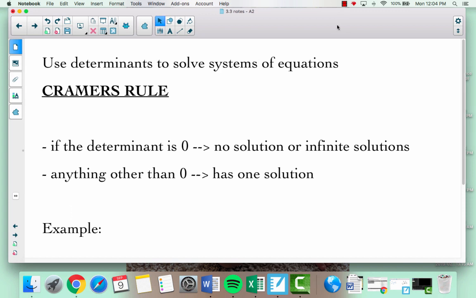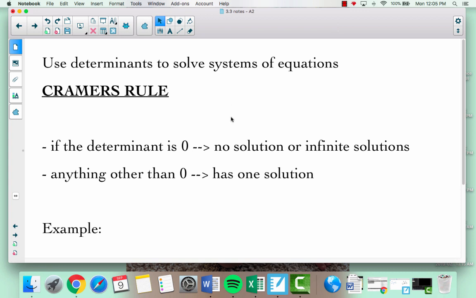Now we can go ahead and use determinants to actually solve systems of equations, and that's what we're going to call Cramer's rule. There are 2 things you need to pay attention to when you're using Cramer's rule. The first is when you calculate your determinant, you need to tell if it's 0 or if it's another number. If it is 0, that means that you're either going to have a no solution answer or infinitely many solution answer. And at that point, I would suggest using elimination or substitution or something similar. If you get anything other than 0, then that means you're going to have one solution, and we can go ahead and continue with Cramer's rule.